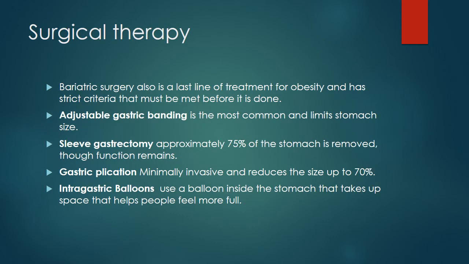Bariatric surgery also is a last line of treatment for obesity and has strict criteria that must be met before it's done. There's adjustable gastric banding, which is the most common and limits the stomach size. In a sleeve gastrectomy, approximately 75% of the stomach is removed, though the function remains. Gastric plication is minimally invasive and reduces the size of the stomach up to 70%. Intragastric balloons use a balloon inside the stomach that takes up space and helps people feel more full.